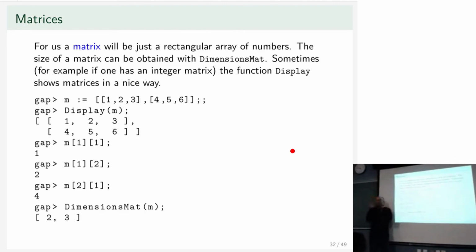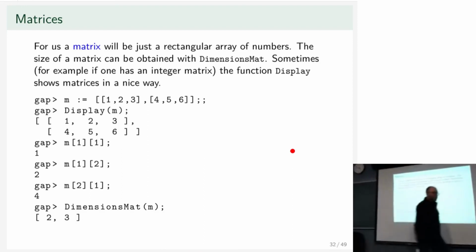But if I want to have a better presentation of my matrix, I use this function, display. And this in general works with every GAP object. If you use display, then you will have a pretty set. This is the element 1, 1, so it is 1. This is 1, 2, so it is 2. 2, 1 is this 4. And Dimensions Mat will return the number of rows and columns. Okay, 2 rows, 3 columns. Right.